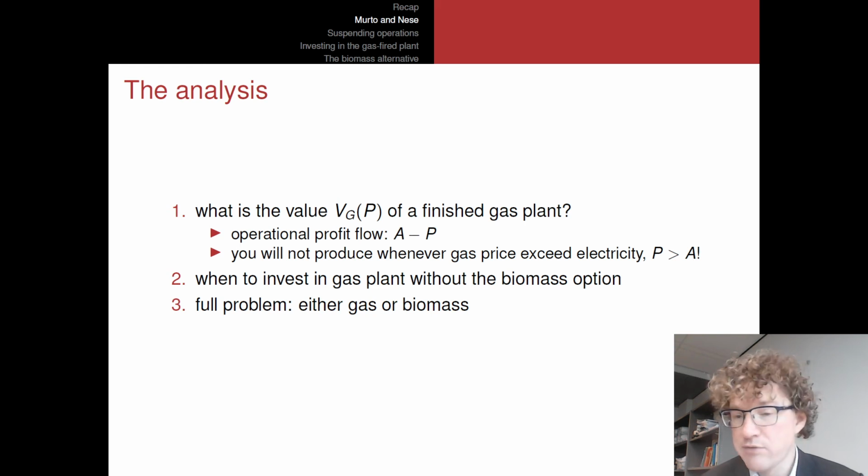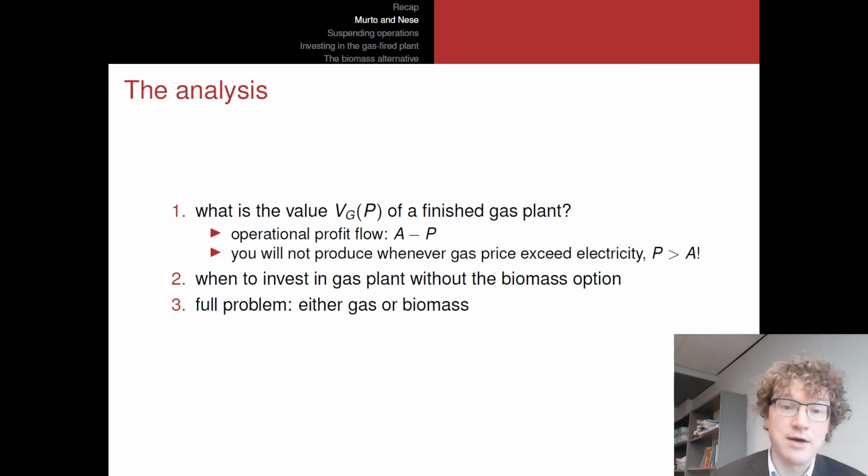So that's the first task, which involves a real option computation as well, as we'll see. Then the second task: once we know that, we look at the restricted problem where we ignore the biomass option. We just look at the investment problem where we choose between either waiting or making the investment into this gas-fired plant, which has this value V of G that we computed in step 1. That's just an intermediate step, basically similar to what we did before, but now with a more complicated value of the power plant as a result of this shutdown option.